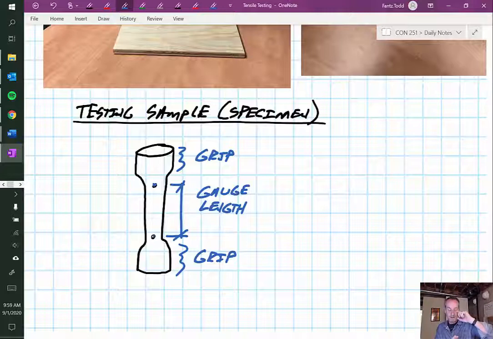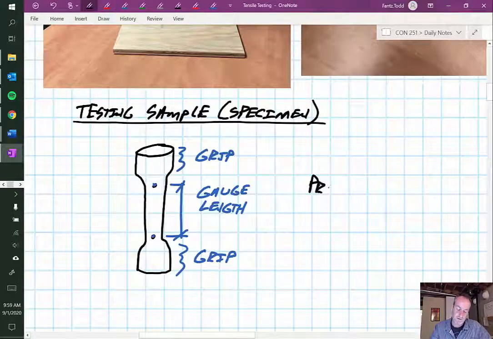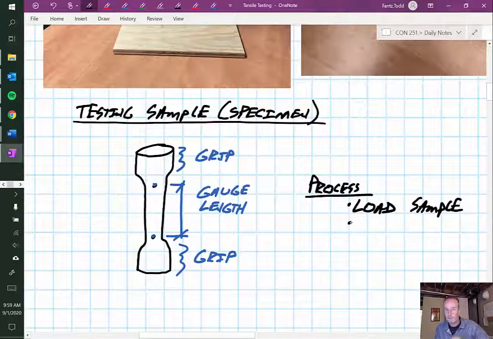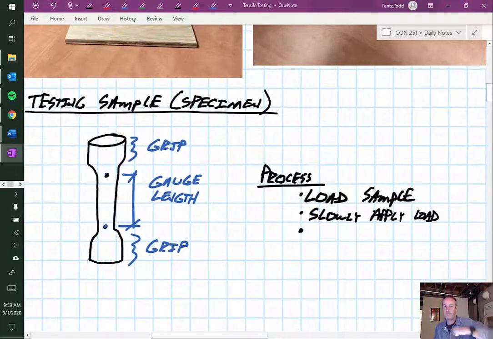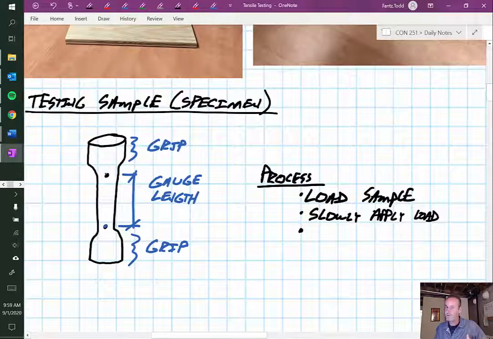So if you think about it, the majority of the strain should always be happening where it's a smaller cross section. So the general process is always the same for these testing machines as well. First you load your sample, then you slowly apply a load. And the reason you're slowly applying a load is that if you apply the load too quickly, you have these other factors that are introduced into the material properties.